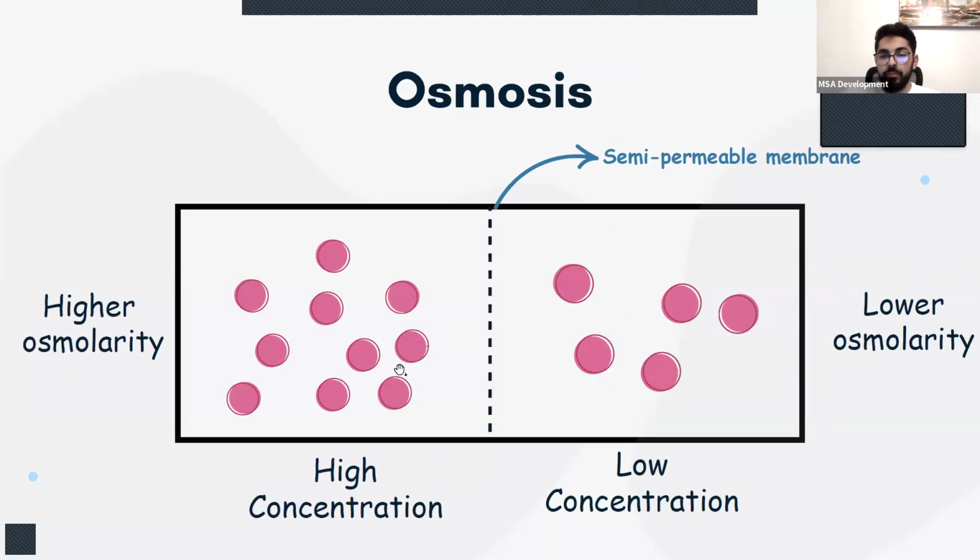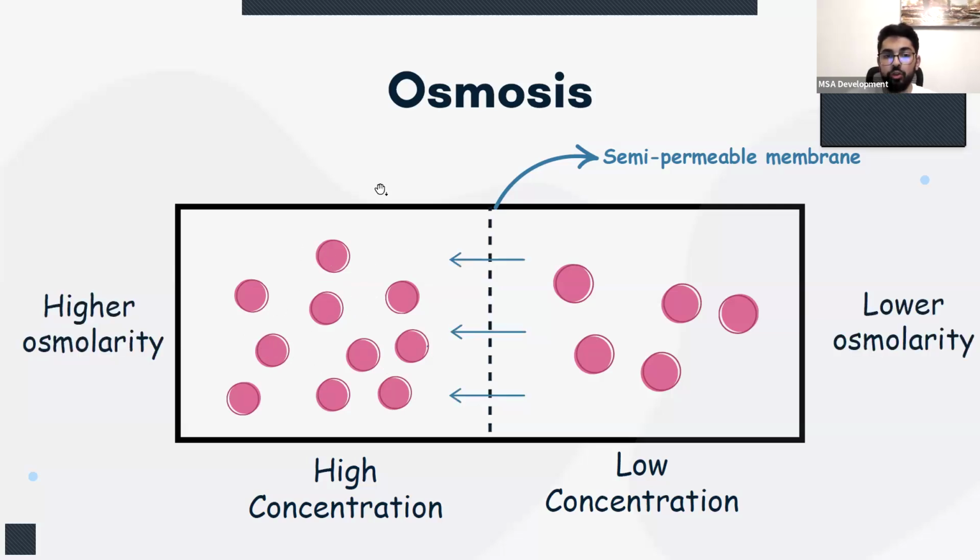Because NaCl cannot move from this side to this side to balance things out, something else has to happen. And in this case, water is going to move from the area of lower osmolarity to the area of higher osmolarity. While it's doing that, the volume here is going to increase. And when volume here increases, the concentration is going to decrease, okay?